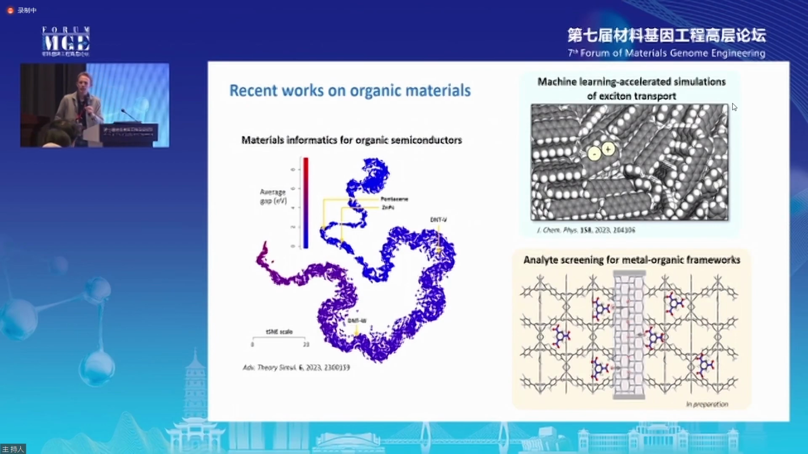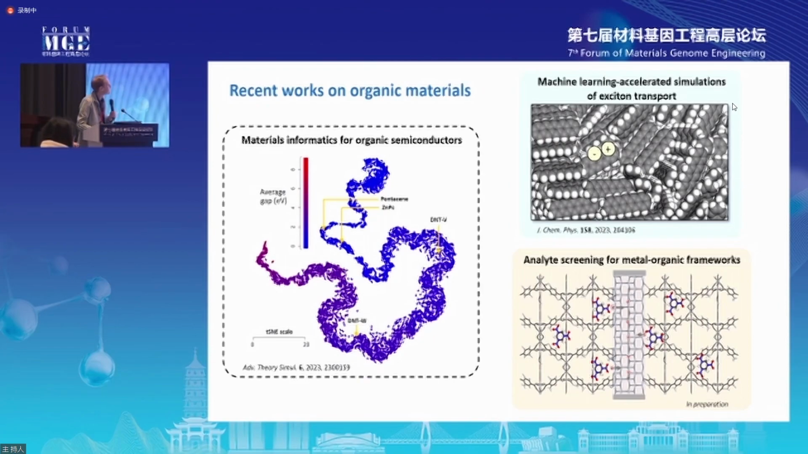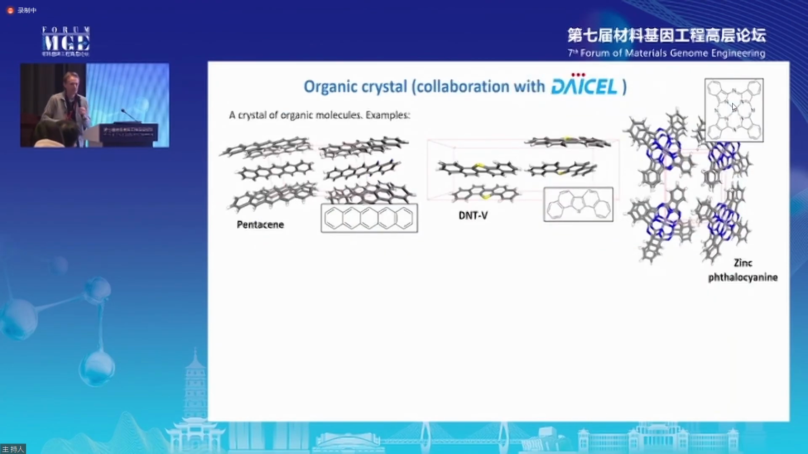This is kind of a new area for us. We have only just started publishing in it. But I've got two things I want to talk about today. One is materials informatics for organic semiconductors. One is machine learning accelerated simulations of exciton transport. This one here, analyte screening for MOF, we actually haven't published that yet, so I won't talk about that. But this one I'm really excited about. Maybe at the next meeting in China, we can talk about that. So I'll talk about this first, materials informatics for organic semiconductors.